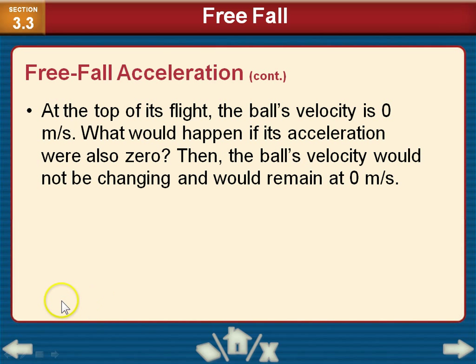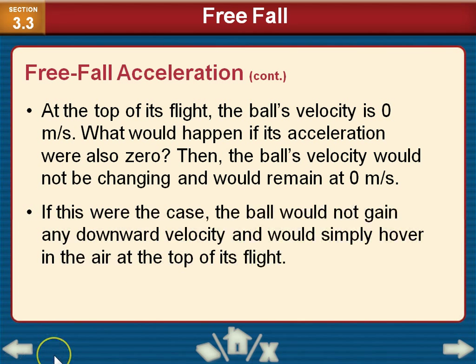So, at the top of the flight, the ball's velocity is 0. However, it's asking what would happen if the acceleration were 0. You're saying, isn't the acceleration 0? No. If the acceleration was 0, then the ball would stop moving. It wouldn't fall down anymore. If this were the case, the ball would simply just hang in the air instead of falling. So the acceleration can't be 0. The acceleration still has to be downwards.